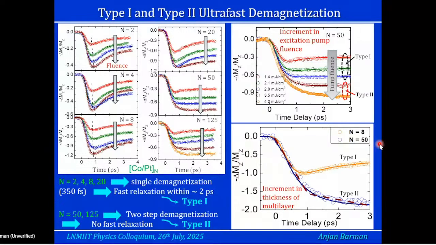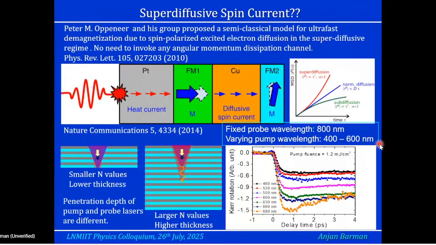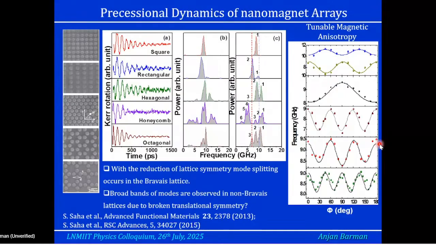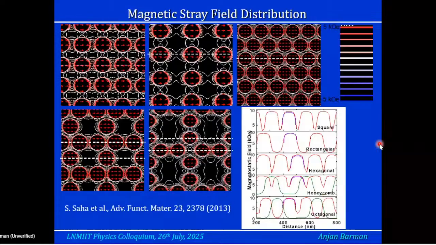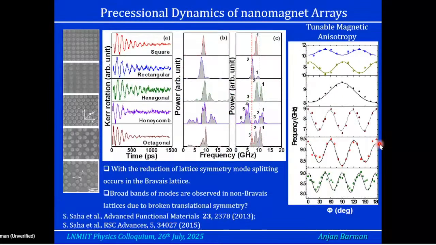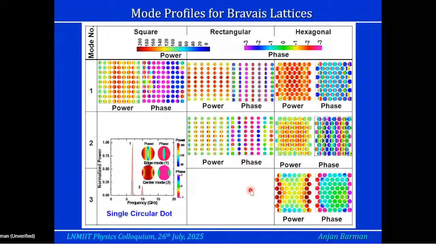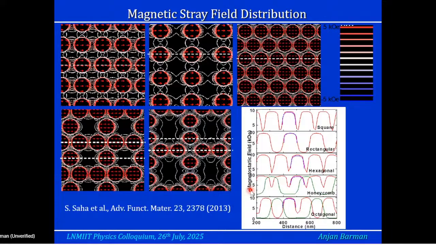So I have given some glimpses of how it works, and now how we measured some magnetic crystal here using this, and the Fourier transform shows different modes, and they have different properties, like different symmetry properties and so on. And then these are their mode profiles, so how they behave. And this is a magnetic stray field distribution.